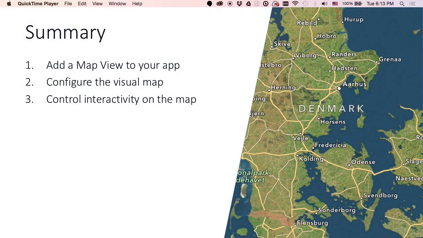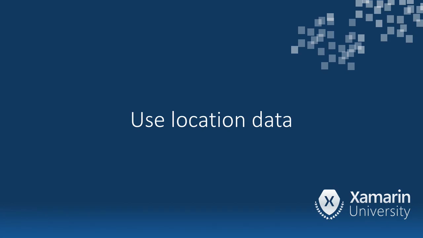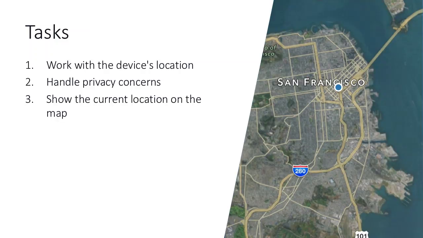We've now seen how we can add our map views to our apps and configure them for the style and interactivity level that we want. So now let's look at location data. Here we're going to touch on a couple of things. First, we'll talk about the built-in location services provided by iOS, and as part of that we will have a little talk about the security policy applied to location data, and finally how we can add location information to our maps.